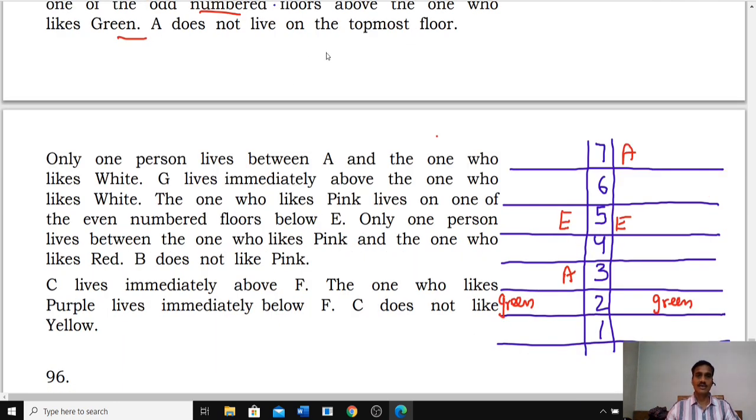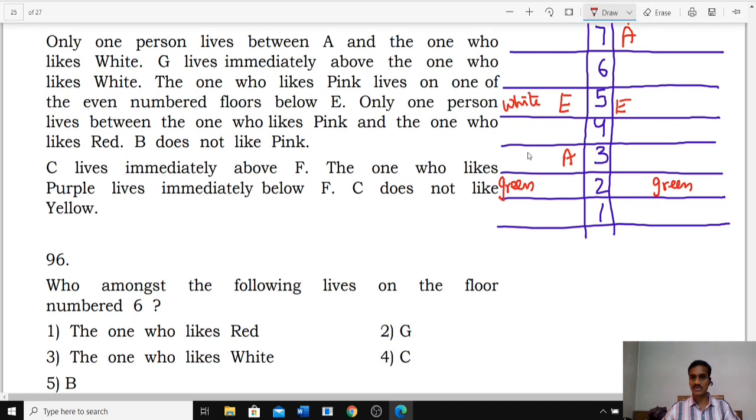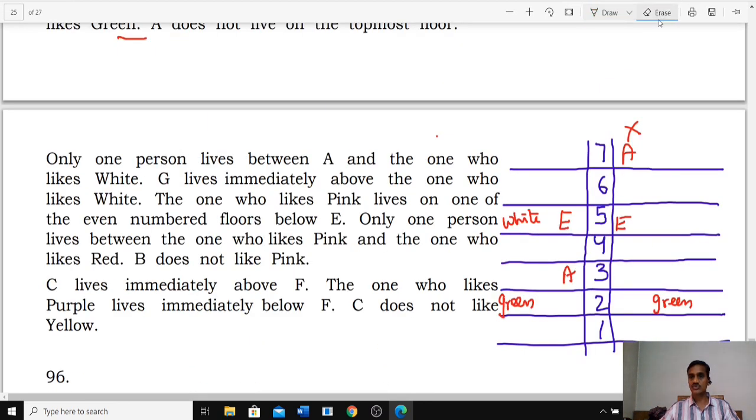Then next one. A does not live on the topmost floor, what I just said, and this case is ruled out. Only one person lives between A and the one who likes white. Between A and white, only one person lives. White can be here or it can be here. Two cases come up, so we represent the second case as well.